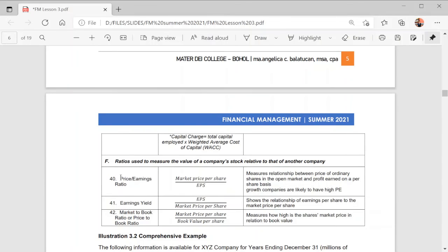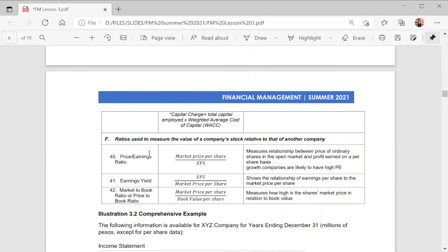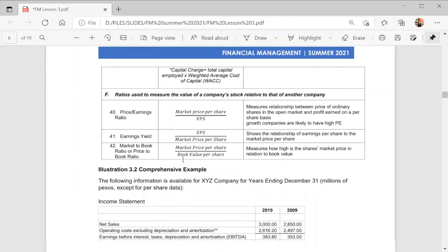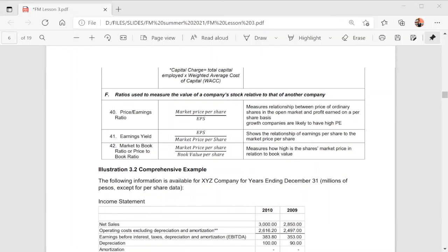Then items 40 to 42. Market price per share ratios. The price earnings ratio is easy to remember: market price over EPS, earnings per share. Earnings yield is EPS over market price, the opposite of the price earnings ratio. Then market to book is also easy to remember: market value over book value, so market price per share over book value per share.